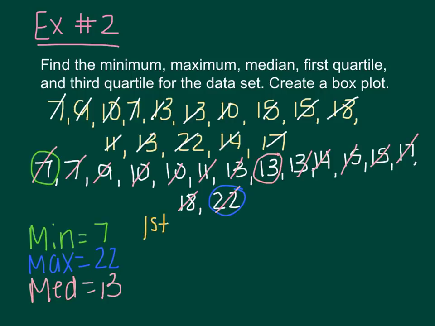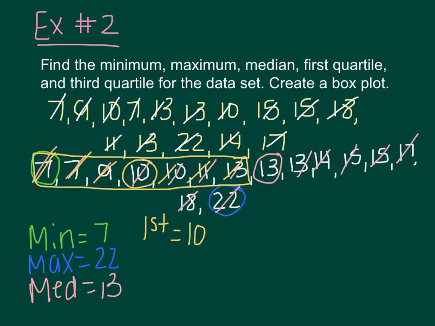Okay, first quartile. You take all the numbers before the median. That's why I like to circle my median so I remember where it was. Take all the numbers before it, and now find the median of those numbers. So start crossing them off, again, from one side to the other. You have 10 in the middle of those.